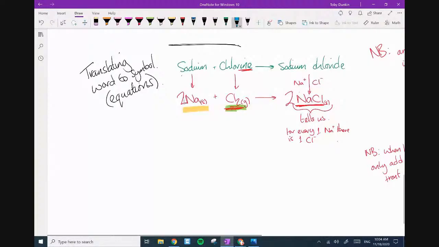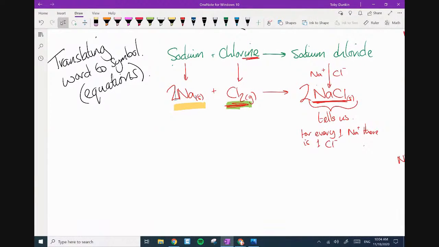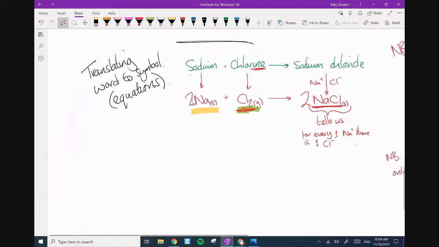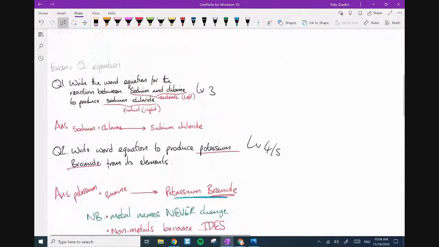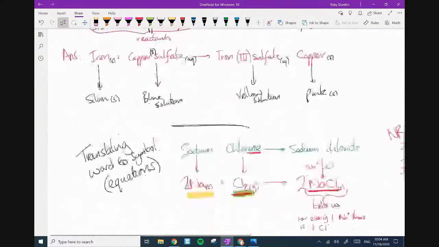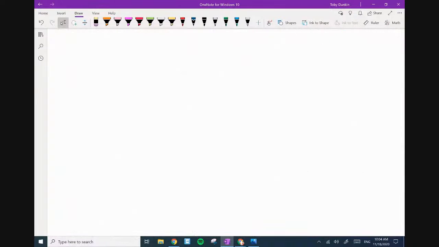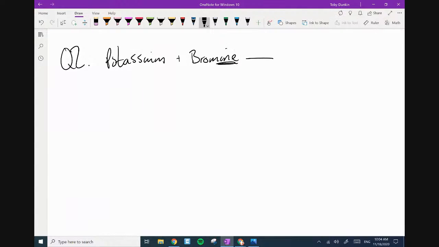Okay, now I'm going to teach you a couple of methods for balancing, but I'm focusing today on translating words to symbols. Let's do the next equation. Question number 2 was potassium and bromine. I'll go back to black. So we have potassium. Here's the word. Potassium plus bromine. Recognizing the ene there, going to potassium bromide.